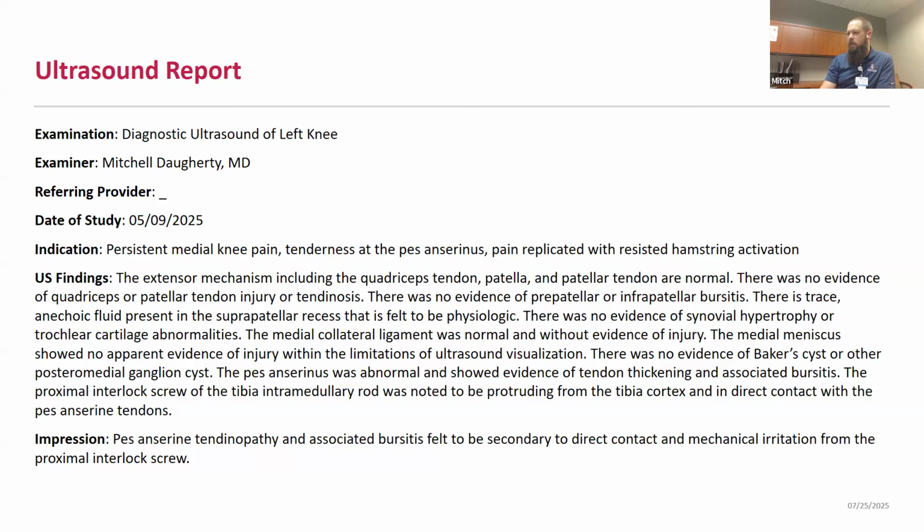The Pes Anserinus was abnormal and showed evidence of tendon thickening and associated bursitis. The proximal interlock screw of the tibial intramedullary rod was noted to be protruding from the tibial cortex and in direct contact with the Pes Anserine tendons. And so our impression from these findings today is Pes Anserine tendinopathy and associated bursitis felt to be secondary to direct contact and mechanical irritation from that proximal interlock screw.